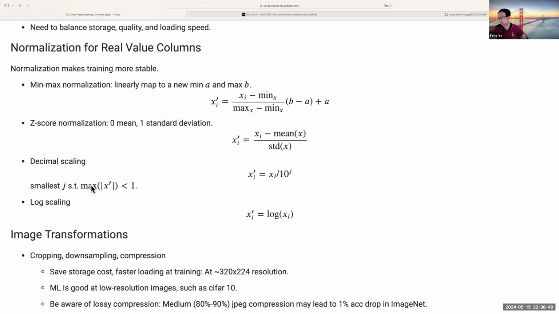Decimal scaling is not very popular. I'm not going to talk about this. Log scaling turns out to be quite useful.